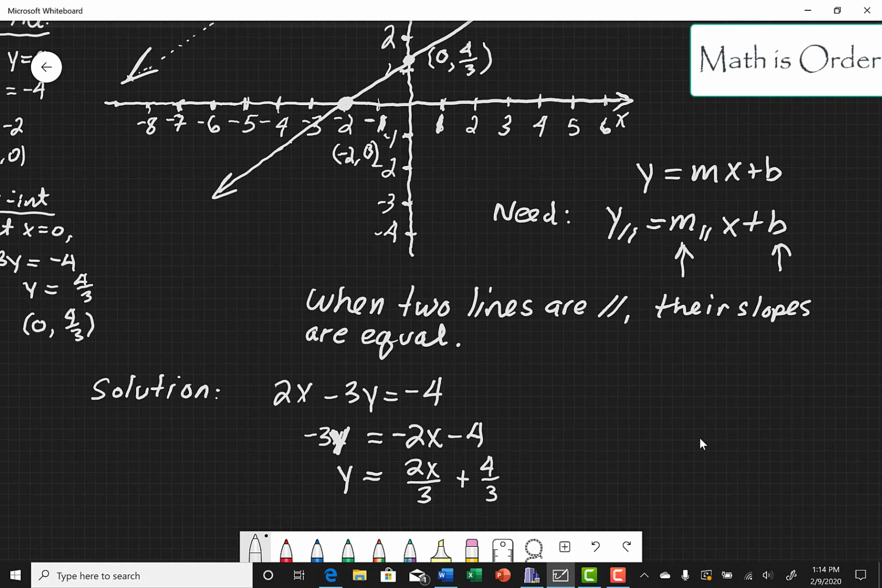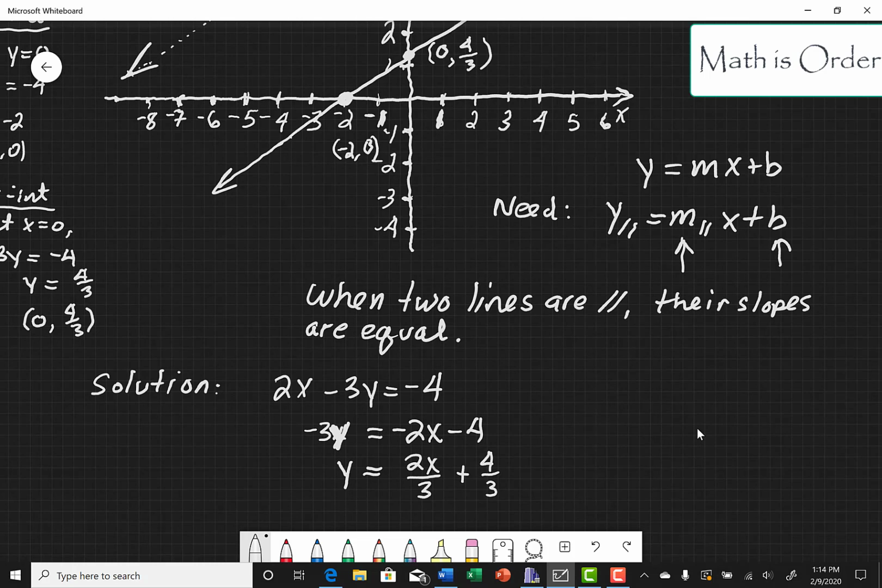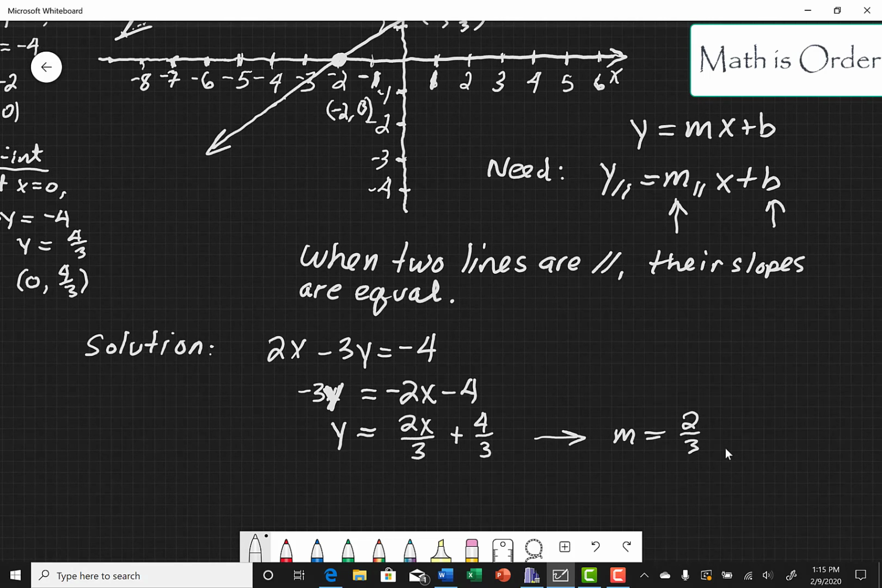All right, so we can see that the slope here, m, is equal to 2/3. And we know from parallel lines that the slopes for two lines that are parallel are equal. So m parallel is 2/3, right? So we're halfway done in this problem. We found the slope of the line parallel to the given line.